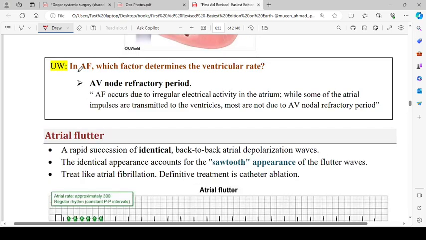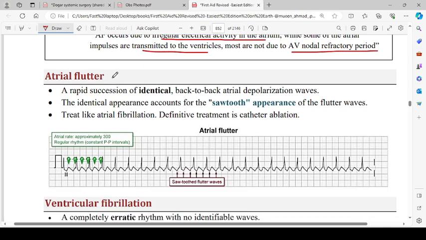The UWorld point is that in atrial fibrillation, which factor determines the ventricular rate? It is the AV nodal refractory period. Atrial fibrillation occurs, so the problem is in the atria, and the impulses which are conducted to the ventricles are coming through the AV node. So it is the AV nodal refractory period which will determine the ventricular rate. Atrial fibrillation occurs due to irregular electrical activity in the atrium. While some of the atrial impulses are transmitted to the ventricles, most are not due to the AV nodal refractory period.